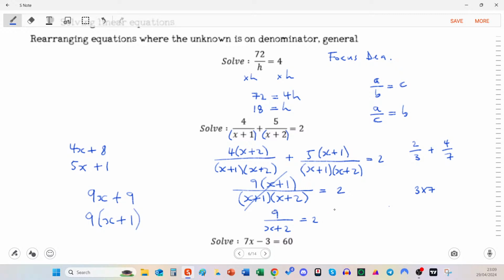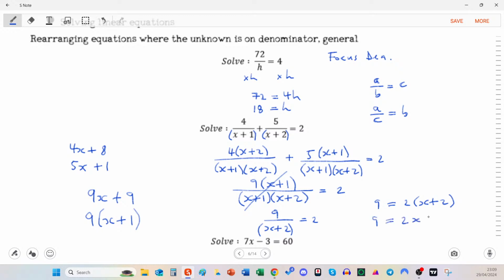And then we multiply. Now this is again the denominator on the bottom. And we need to be brave here. This is the methodology. We're going to multiply by that denominator, as was recommended in the previous one, because you want to get rid of the fraction first. So if we multiply both sides by x plus 2, we get 9 equals 2 lots of x plus 2. And then, it doesn't feel like we made progress, but we did.